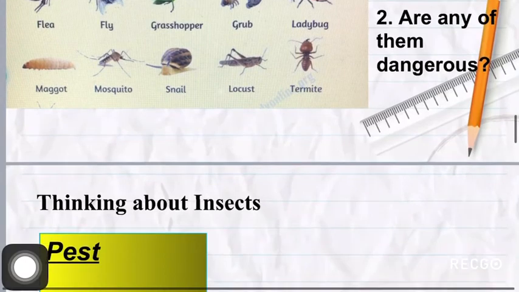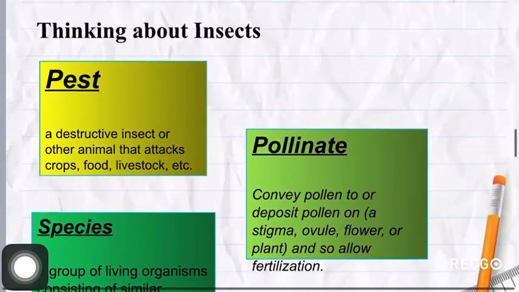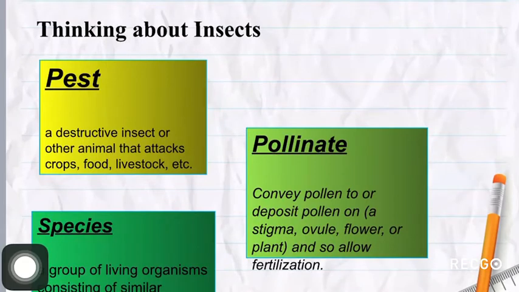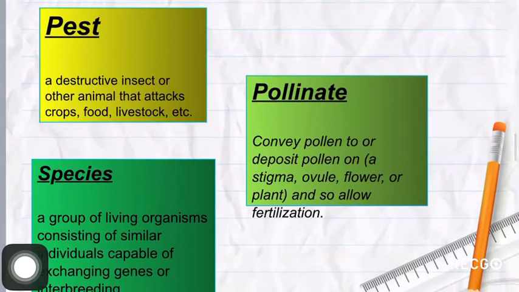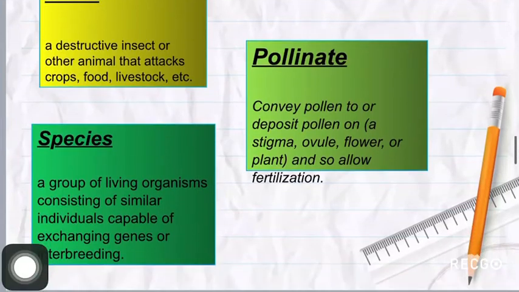Now my dear students, we are going to discuss some characteristics of insects, and after that there will be a question and we will be answering them. Number 1, pest. A destructive insect or other animal. It means pest is an insect or an animal that attacks crops, food, livestock. Very dangerous thing.